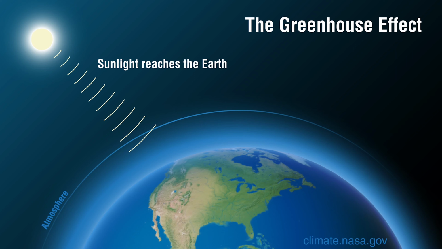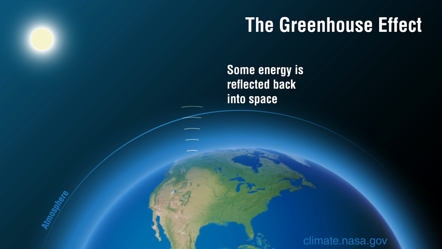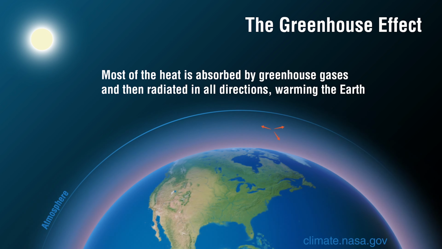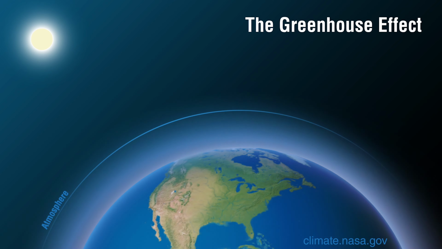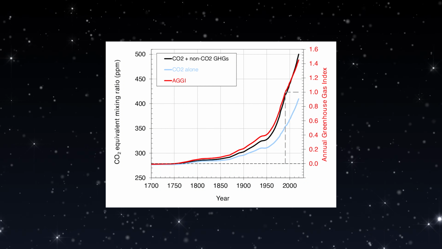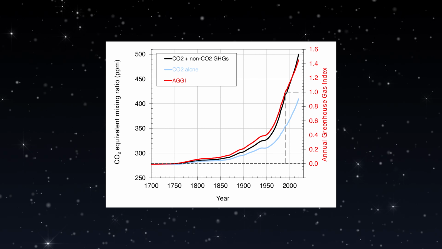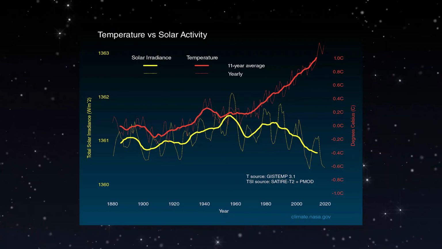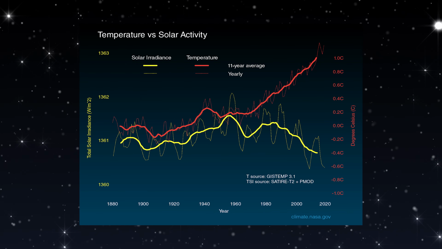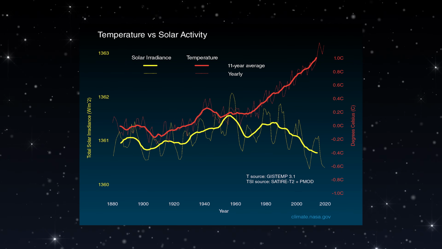When sunlight reaches the earth, some energy is reflected back into space, and some is absorbed and re-radiated as heat energy. Most of the heat energy is absorbed by greenhouse gases and then radiated in all directions, warming the earth's surface. In the last couple of centuries, the world has encountered a drastic change in the greenhouse gases in the atmosphere, the result of which we can see from the temperature increase in the same time period throughout the world.